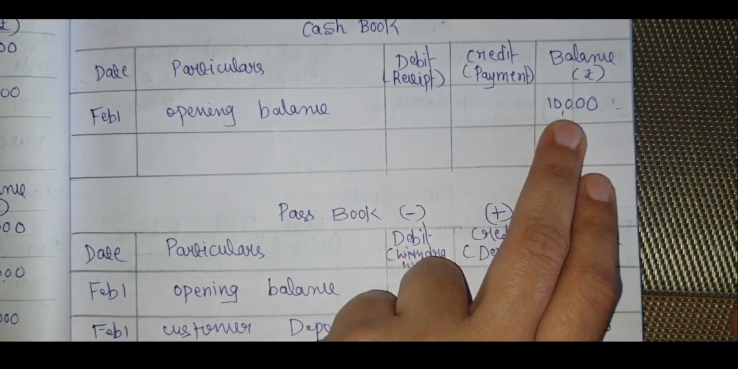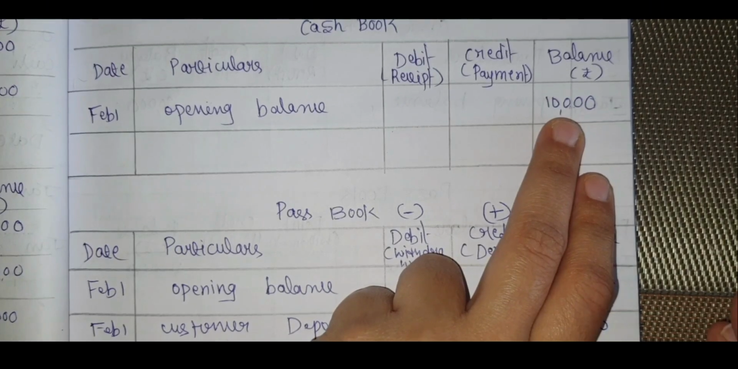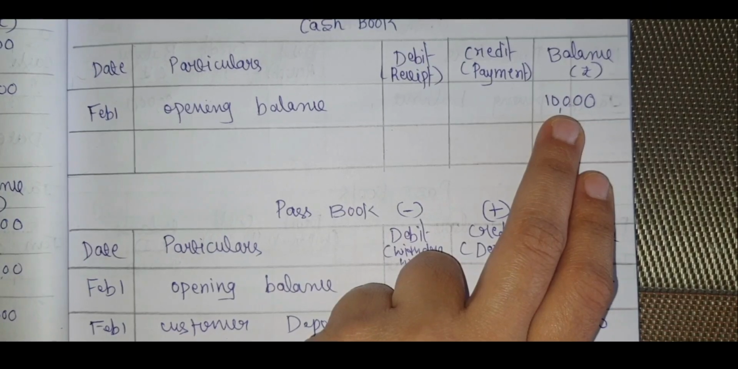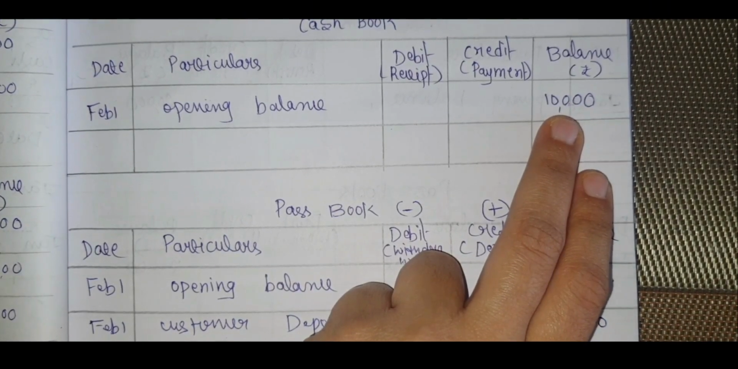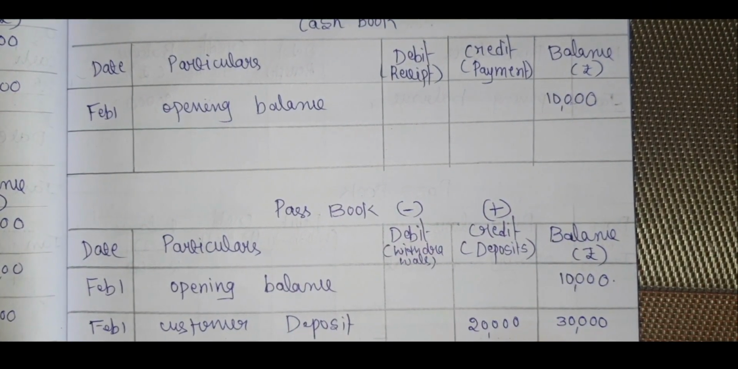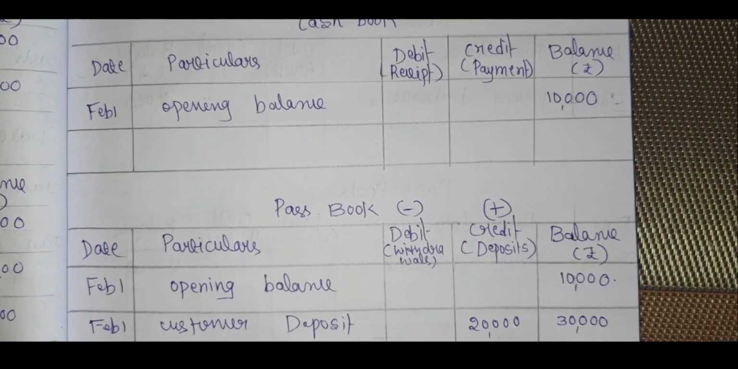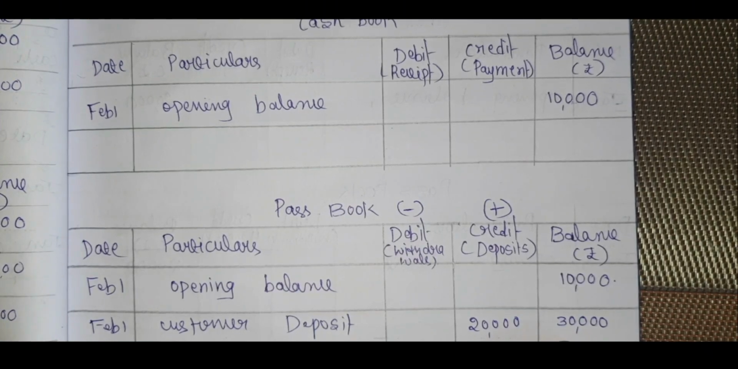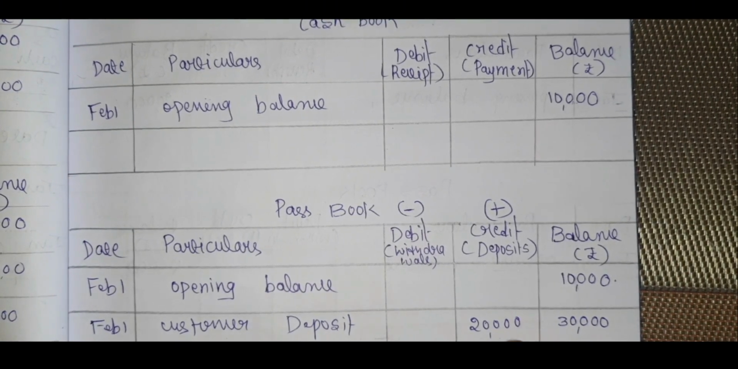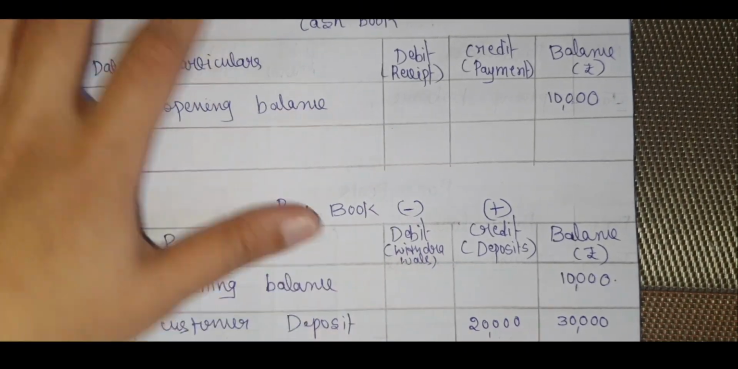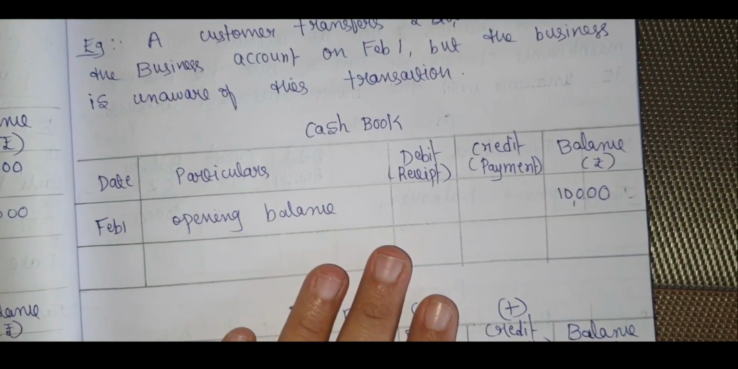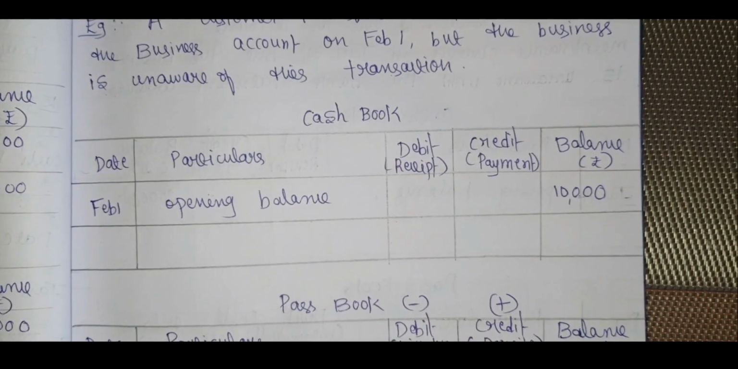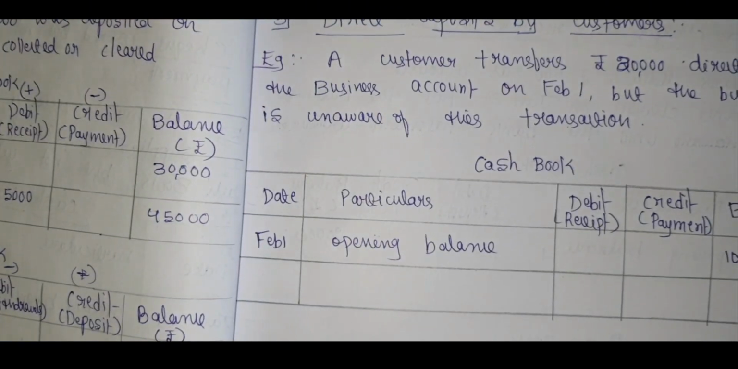Here cash book balance is only rupees 10,000 because they are unaware of this transaction. So they have not entered anything on Feb 1st. Their balance is only rupees 10,000. But in the passbook, their balance is rupees 30,000. Here the bank balance is increasing. Okay. The bank statement reflects the new balance, that is rupees 20,000, but the cash book does not show the deposit. Okay, this is about the third situation, that is direct deposits by customers.